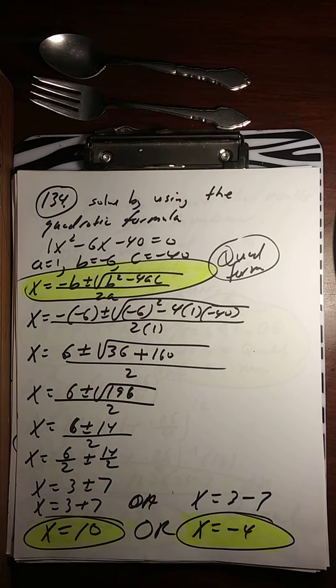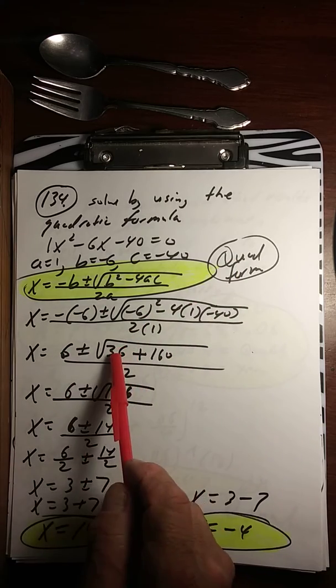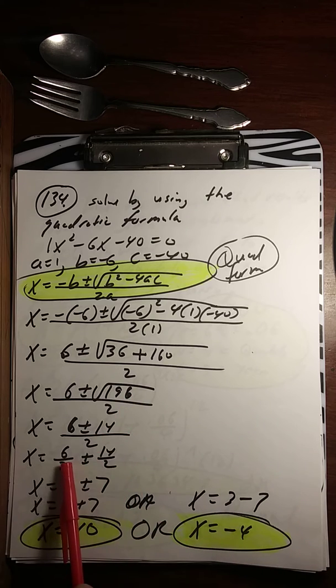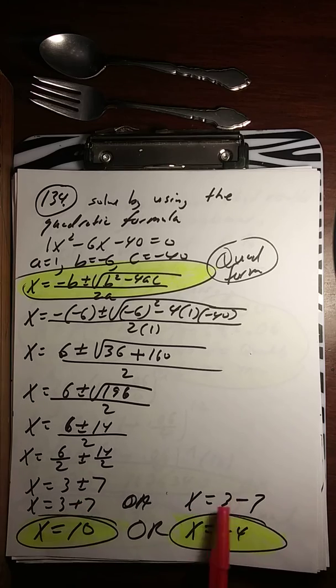Solve using the quadratic formula. Okay. A, B, C. Put them in there. Quadratic formula. And that's going to give you 36 plus 160, 196, square root of 196 is 14. 6 over 2 divides it, so it's 3 plus or minus 7. 3 plus 7, 3 minus 7, that's going to be 10, or it's going to be negative 4.